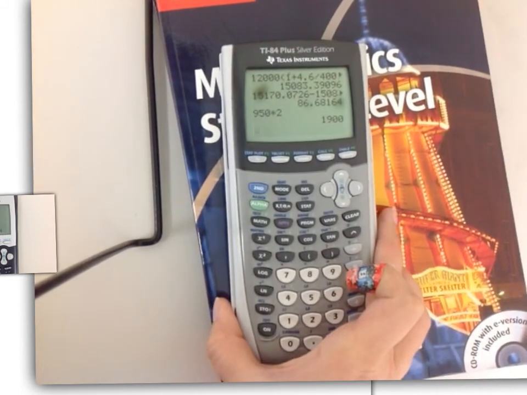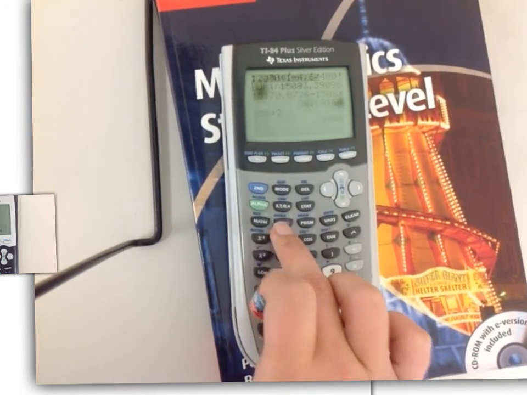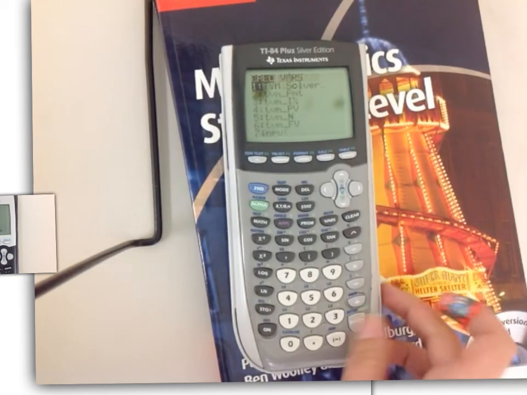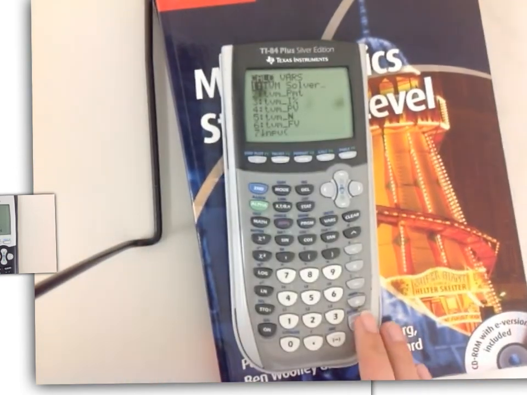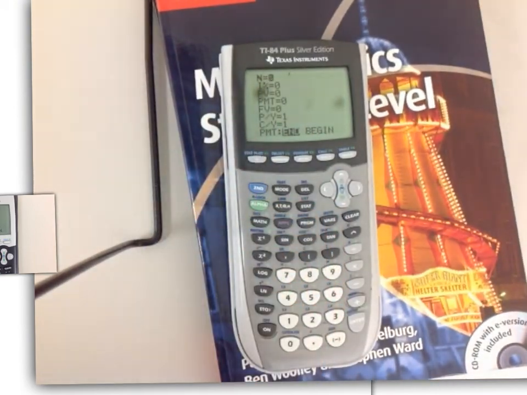Okay, so here's how you get to the financial section of your calculator. You're going to press the button that says Apps. It asks you if you want finance. Yes, that's what we're doing. And then you're going to choose number 1, TVM Solver. And that brings you to where you can input all these things that you know.